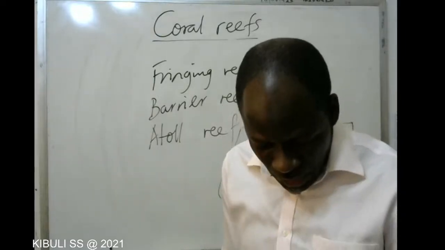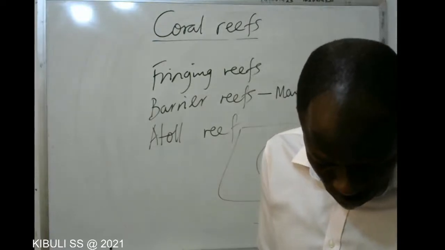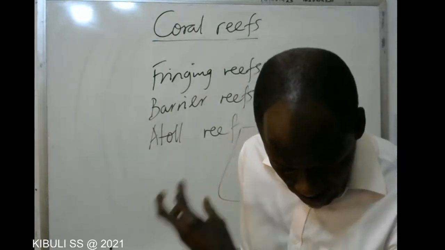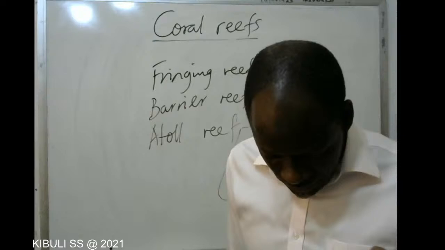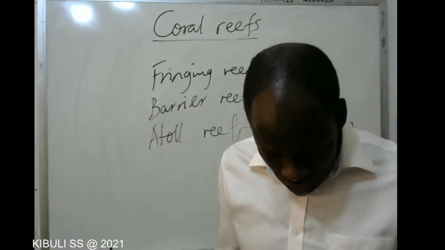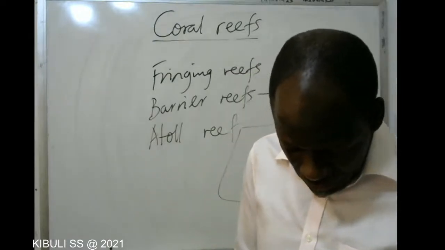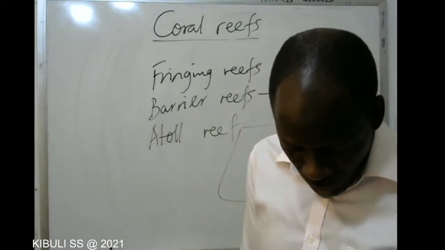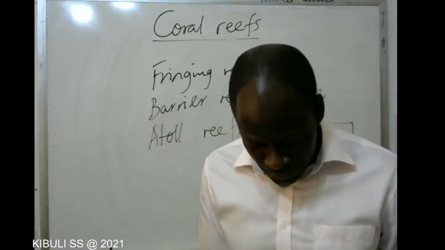And then there are problems there: they obstruct navigation, they limit fishing, they destroy fishing nets, they form infertile soils which support growth of limited crops, and those lagoons they form also act as breeding grounds for disease vectors.